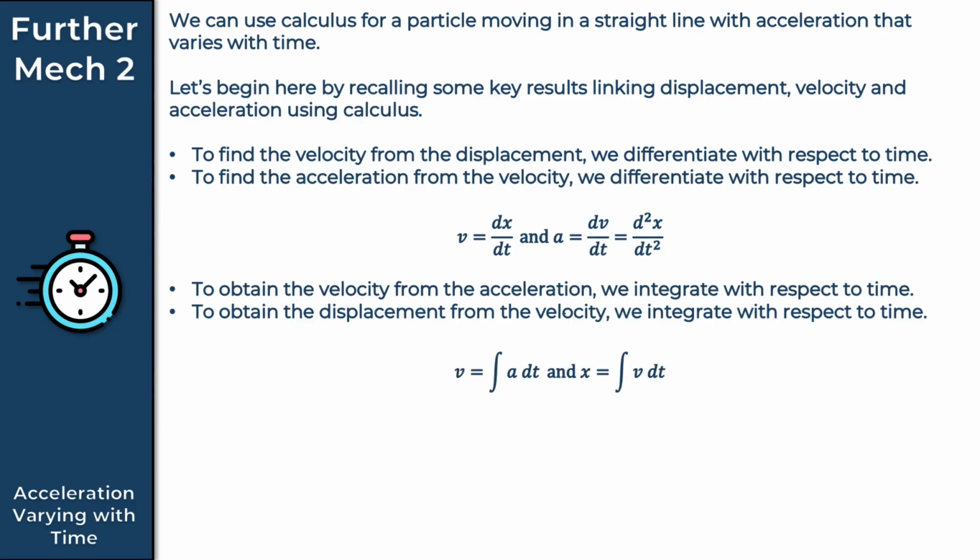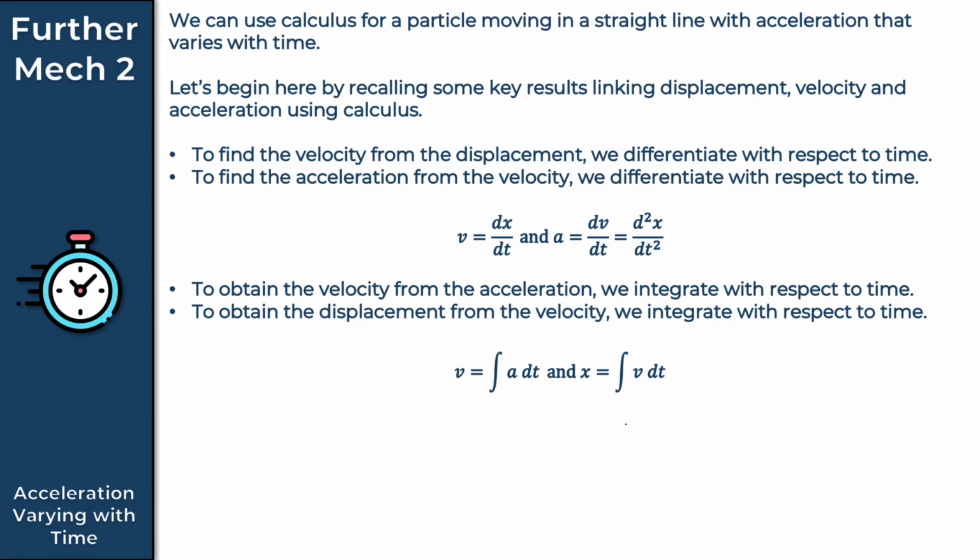Mathematically, this will look like the following. So this is our relationship for integration, and this is how we link displacement, velocity, and acceleration if we're going backwards. The velocity v is equal to the integral of the acceleration a with respect to time t. And the displacement x is equal to the integral of the velocity v, again, integrating with respect to time t.